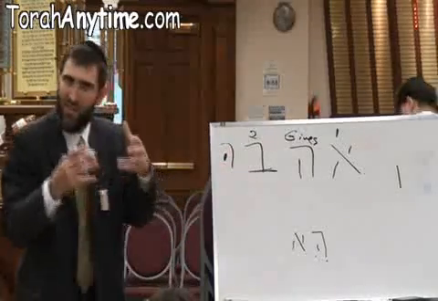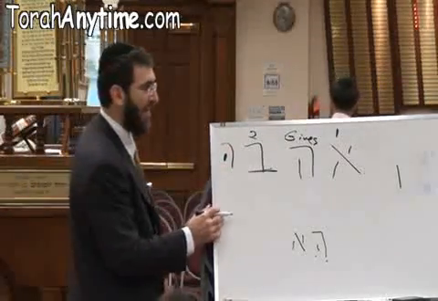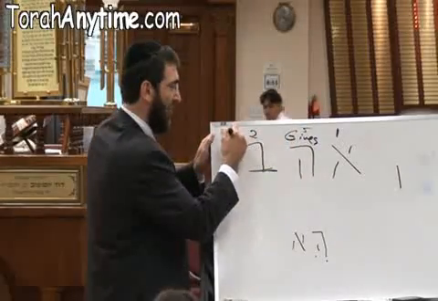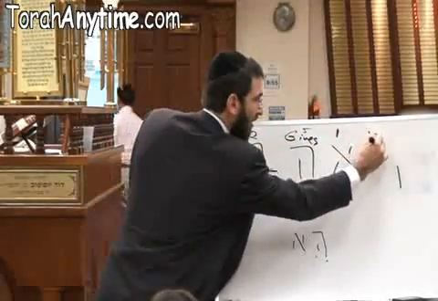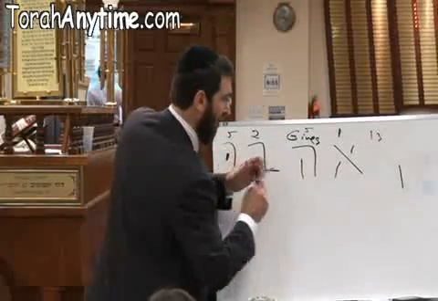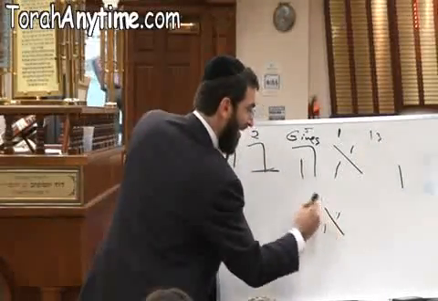Ahava is the noun, which means love. If I do a little numerical analysis, what do I see? Aleph is 1, Hey is 5, Bet is 2. What do I get? 13. That's interesting because that's the same numerical value as this word, which is echad.